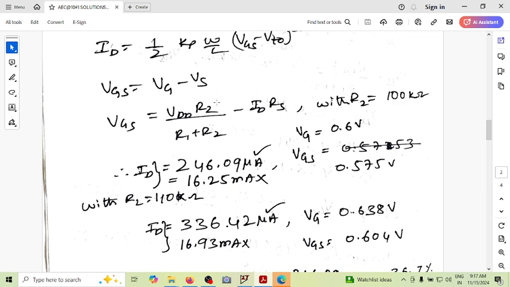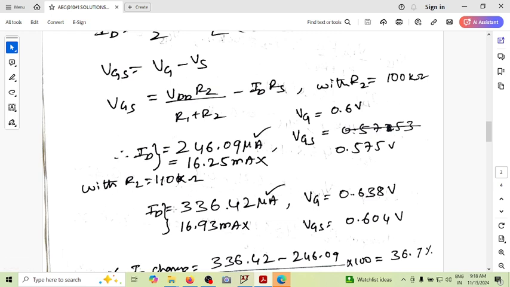So VGS comes out to be, of course, now you know this is VG. As you know ID, you can also find what is VGS. So VGS comes out to be 0.575 volt. And then we are recalculating the value of ID with R2 equal to 110 kilo ohm. So when R2 changes to 110 kilo ohm, the VG changes from 0.6 to 0.638 volt, and you again refine the value of ID. So it comes out to be 336 microampere, and of course these are the two possible values, out of which this is a valid answer.